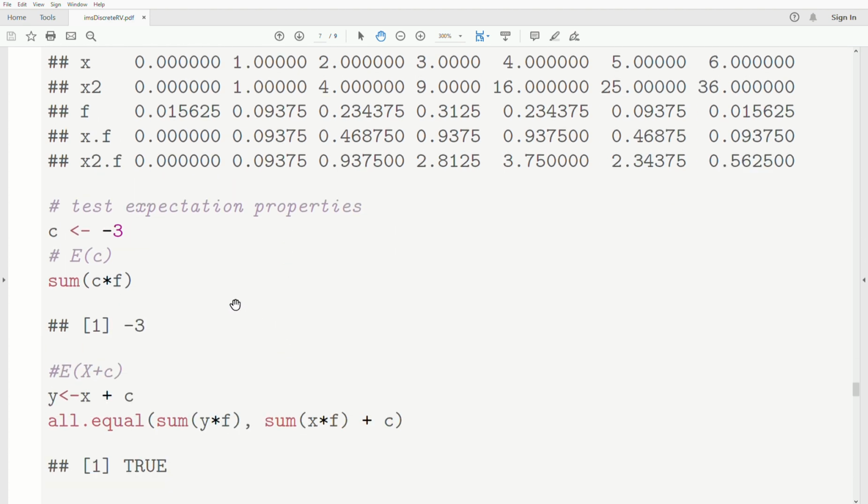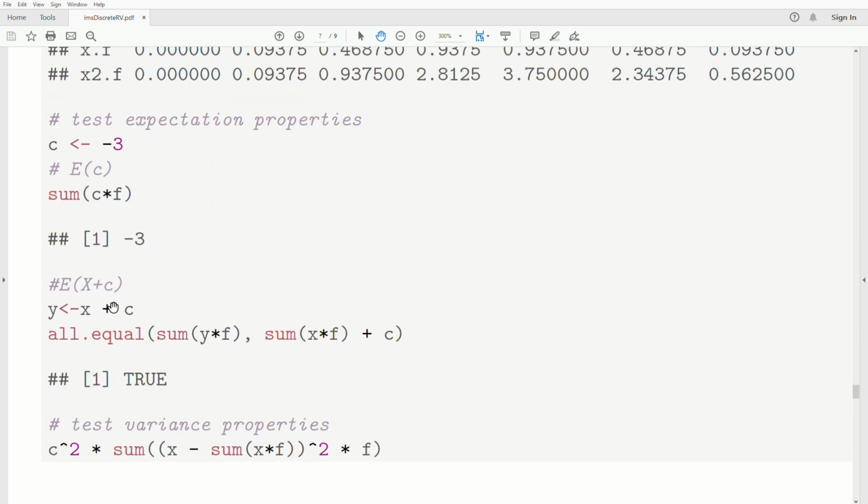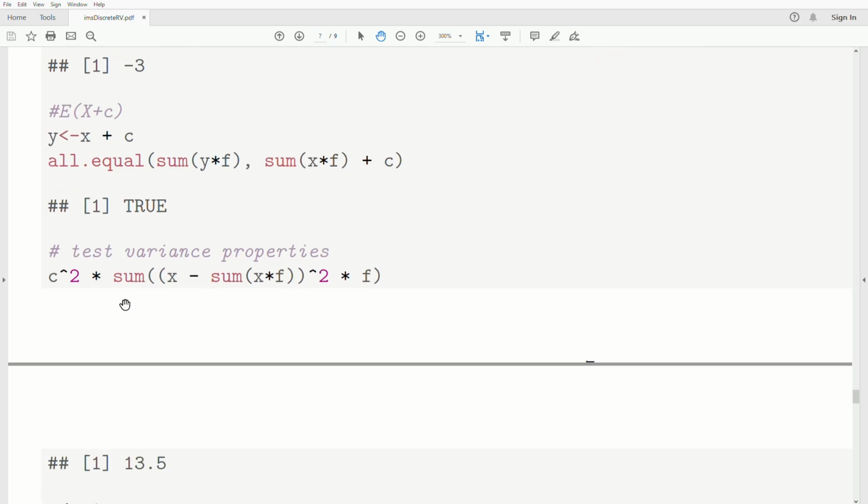Now, we're going to test some expectation properties. So let's let C equal minus 3. And then the sum of C times F is minus 3. Oh yeah, because the expected value of a constant is itself, minus 3. So for the expected value of X plus C, let's create a variable Y, which is X plus C. And note that the sum of Y times F is equal to the sum of X times F plus C. Those are equal, so the property holds.